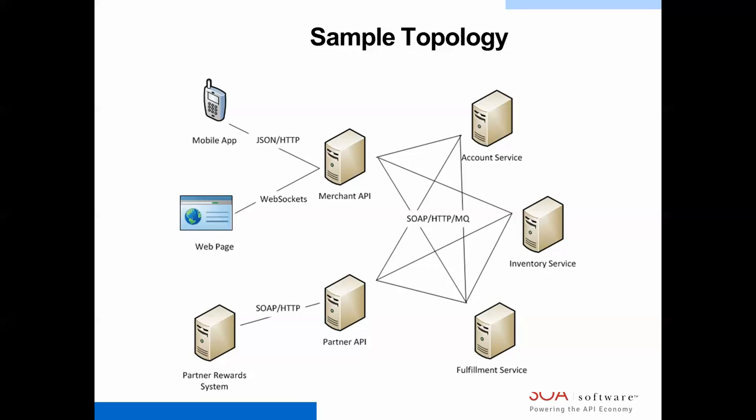So if I look at a sample topology, going back a couple of steps, I might have a set of internal services on the right, web services or APIs, that are SOAP over HTTP or MQ, and that's for my application to application integration tasks. And then on the left-hand side, I might have a number of different channels with different clients. I might have a mobile app using JSON over HTTP. I might have a web app with HTML5 consuming services with WebSockets. I might have a partner reward system using SOAP, perhaps, over HTTP. And these different APIs are consuming different back-end APIs. And this is a classic topology that we find within our partners and customers.